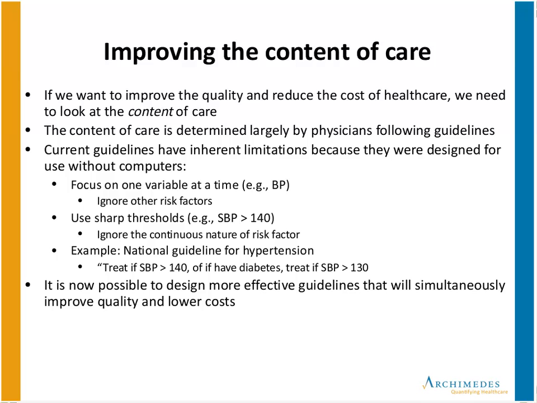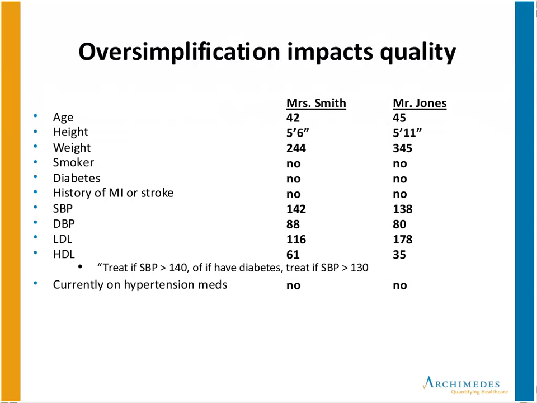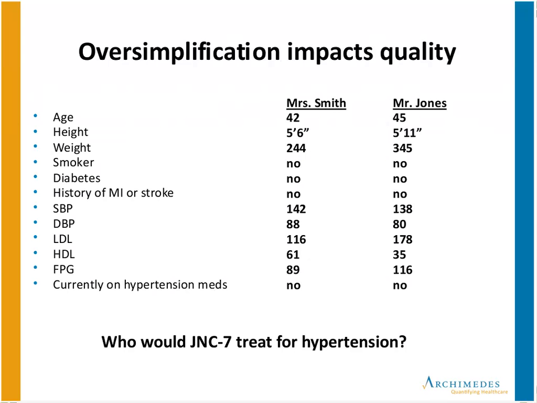An example of this, as I mentioned before, would be the National Guideline for Hypertension, which dichotomizes, or cuts off, and creates guidelines and thresholds for treatment. But it's our contention that it's possible to design more effective guidelines that can take into account more information and thereby improve quality as well as lower cost, by being able to focus on the patients who would need interventions the most, i.e. gain the most benefit.